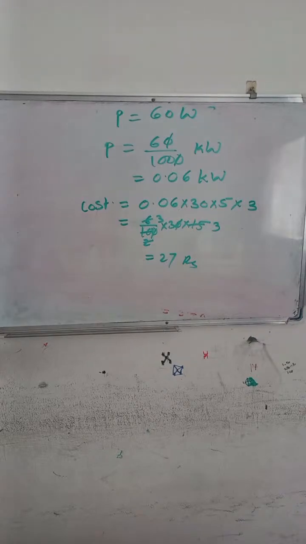Here the per unit cost of electricity involved is nothing but 27. The option is B. Getting this? So power is given in terms of watt, then converted into kilowatt. Okay, this is what you understood. So next question.